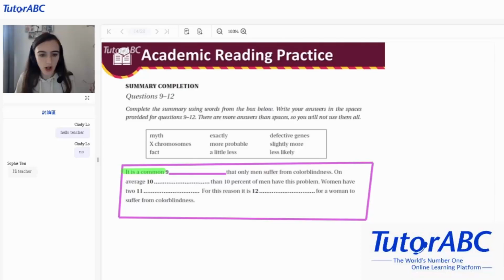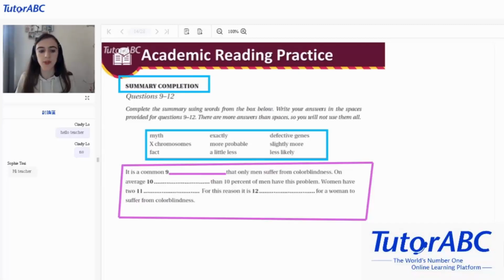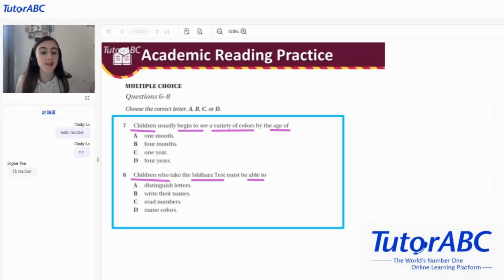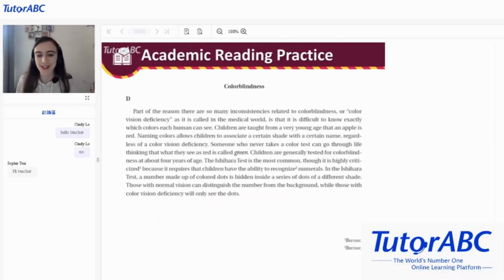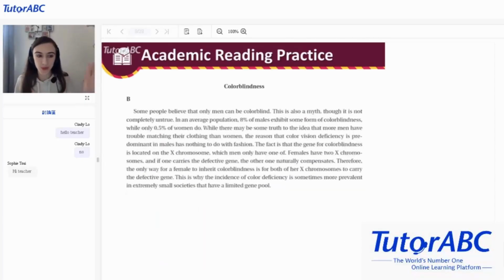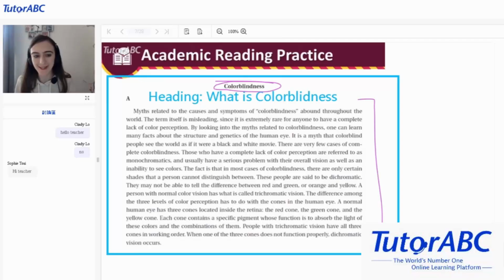It is a common what that only men suffer from color blindness? Here's your box. This question type is called summary completion. Let me know in the chat if you have any questions. Do you understand what you're going to do? So now you're just going to read and try and locate that information.